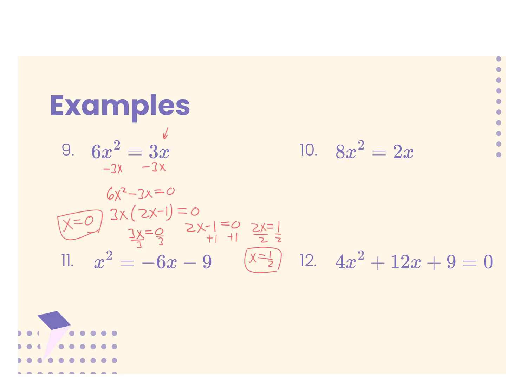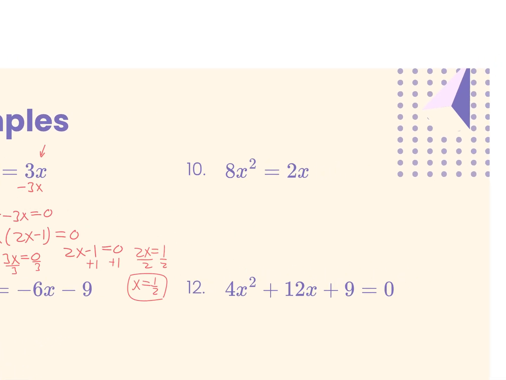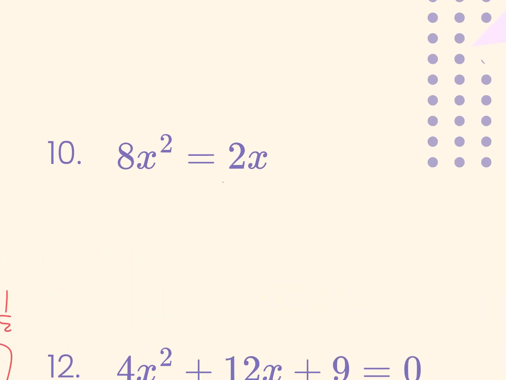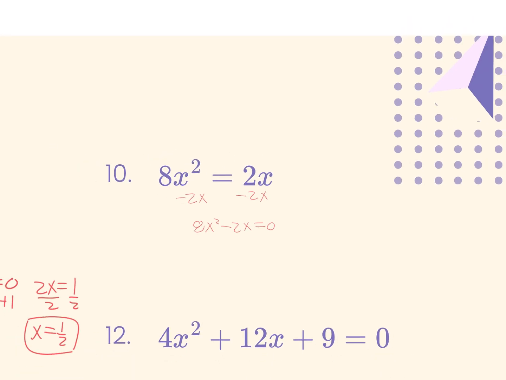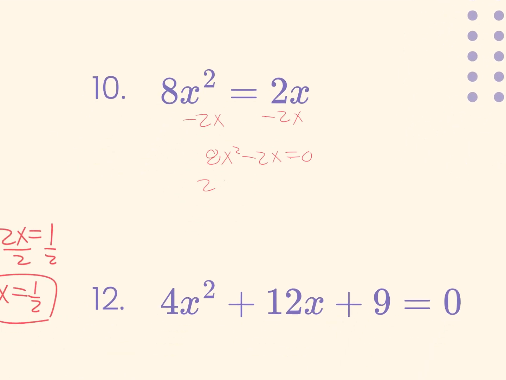All right. The next one looks very similar, right? So we can try the exact same thing. All right, so get everything to one side. I'm going to subtract 2x. And I get 8x squared minus 2x equals 0. And then again, GCF, I can take out a 2x. And then I get a 4x minus 1 equals 0. And so I get a 2x equals 0 and a 4x minus 1 equals 0. Divide by 2 on both sides, and I get x equals 0 for one of my answers.